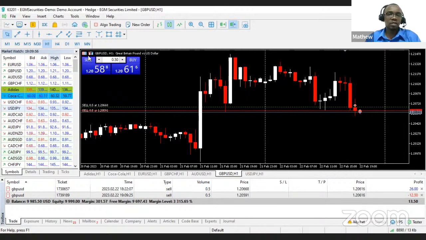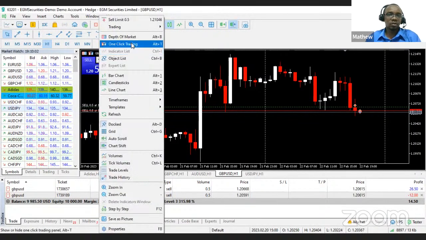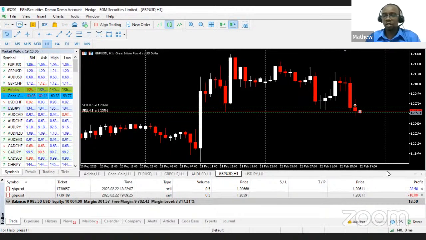So make sure that you have this one-click trading lined up. In case you want to remove it, you'll just do that and remove it. So that is one of the ways of taking trades instantly.